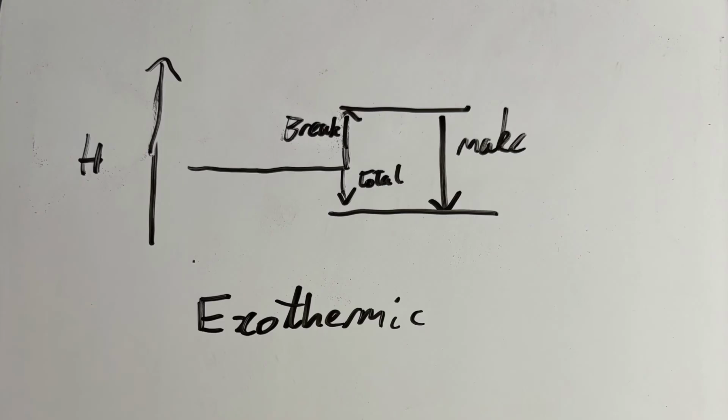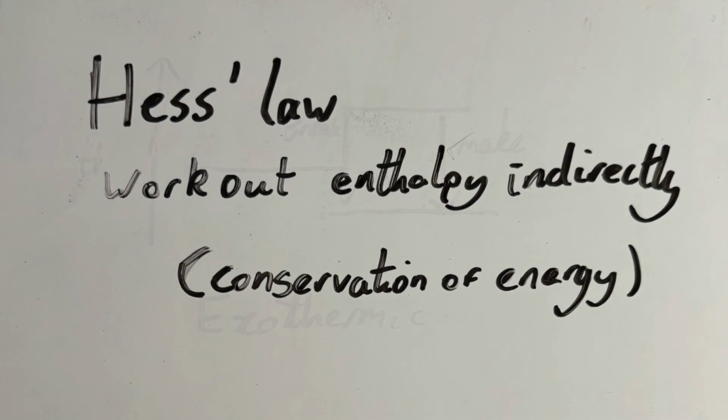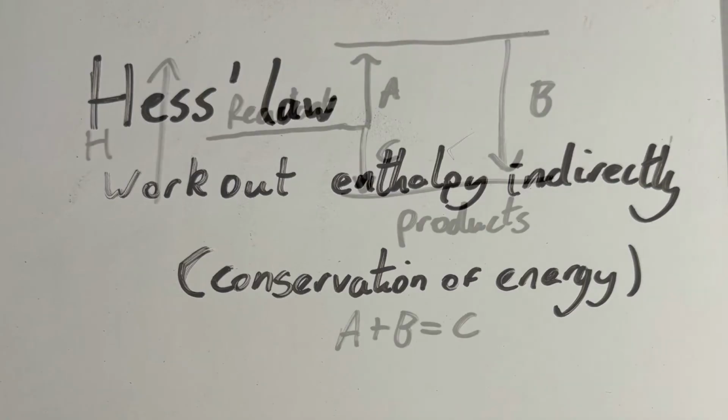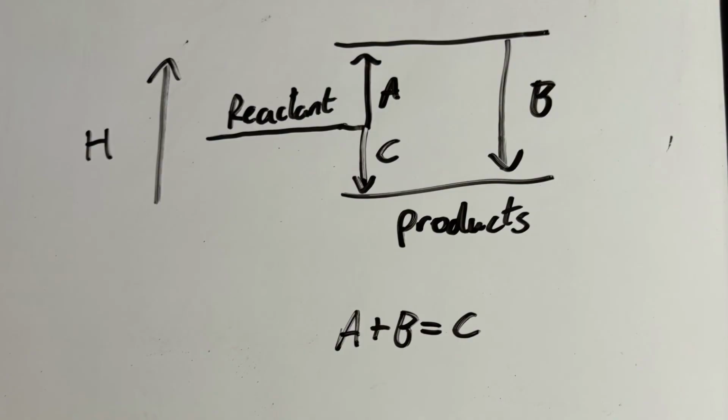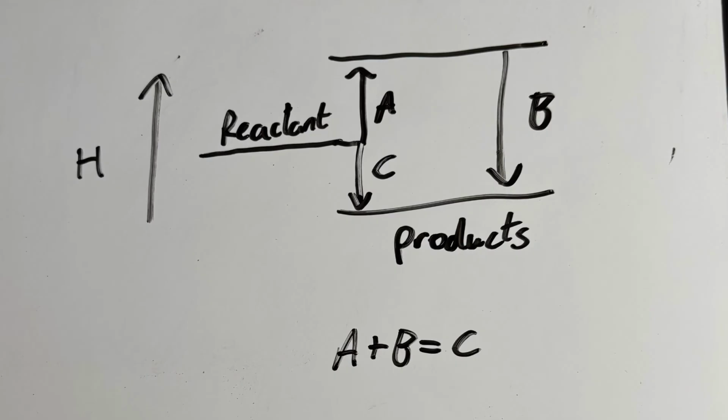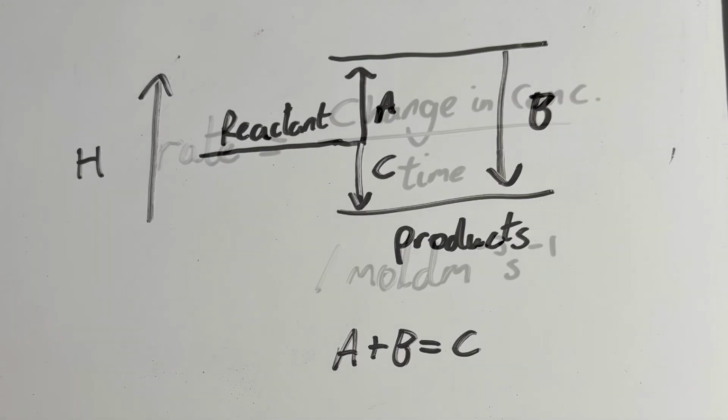Now, in an exothermic reaction, you break bonds and then you make them, and so your total is exothermic, as you can see from this diagram. You can use this sort of diagram to look at something called Hess's law, which works out enthalpy indirectly using the conservation of energy. Hess's law is nice and simple. If C is too difficult to measure the enthalpy of accurately, you can go from your reactants through route A and then down route B to get to your products.